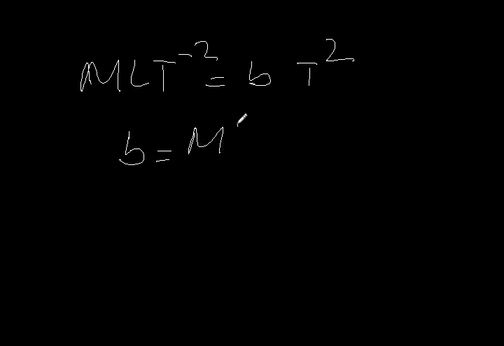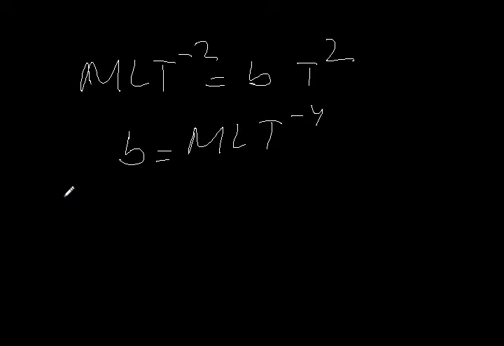So it is MLT^-2, which is equal to b times t square. So now I will write straight away MLT^-4. So this is one kind of case that we have.